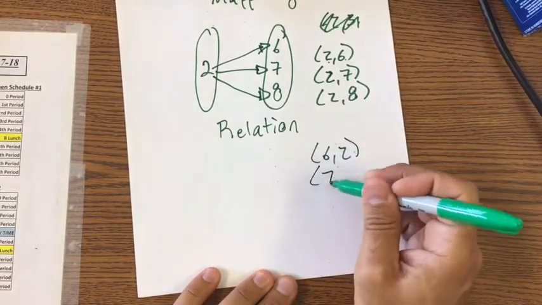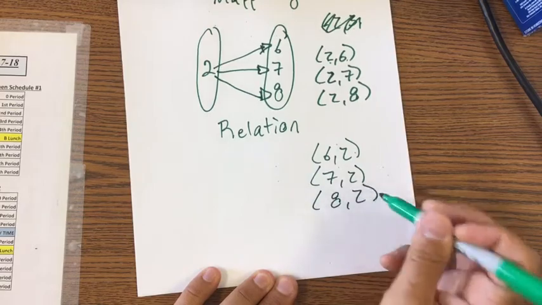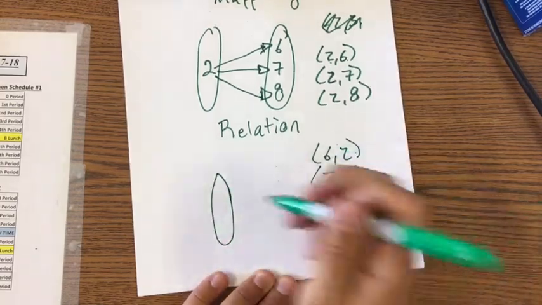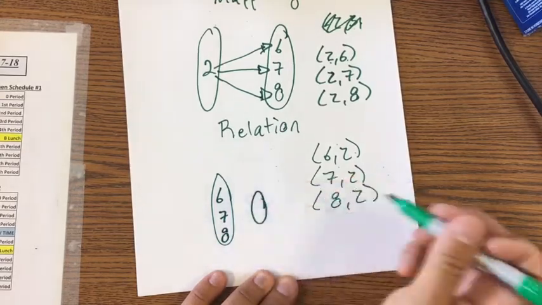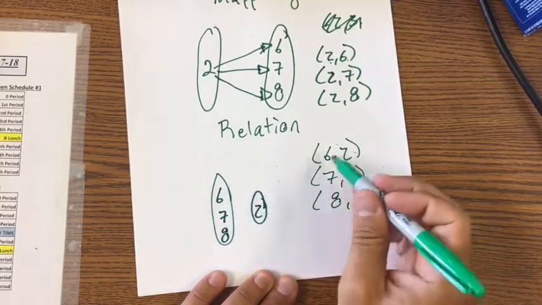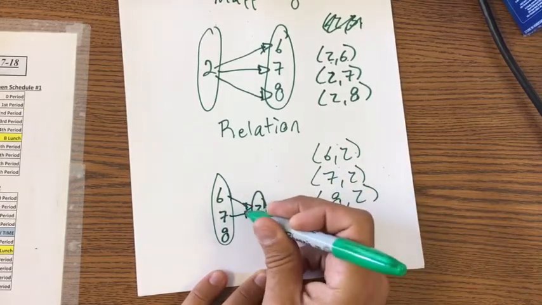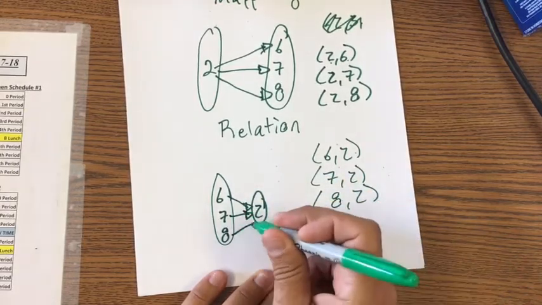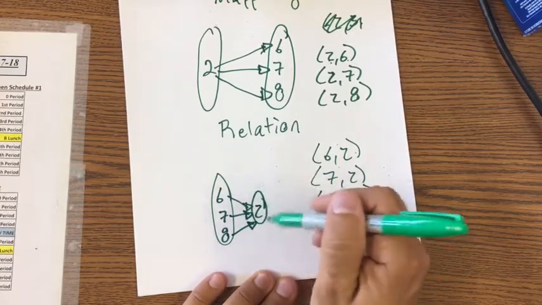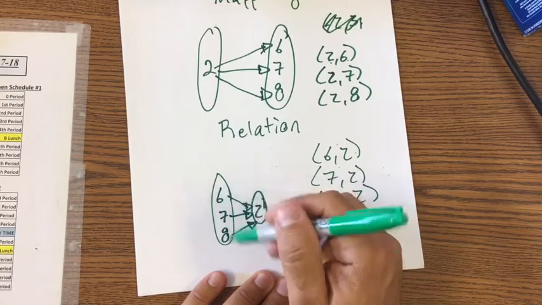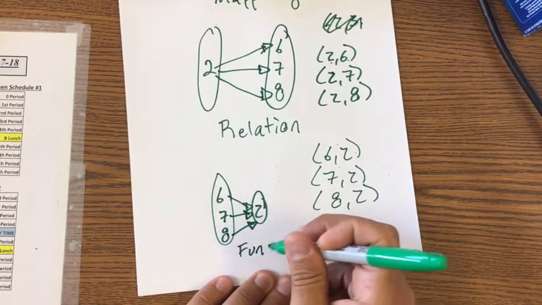So if it's the other way around, my x's this time are going to be 6, 7, 8. My y's are going to be 2. 6 goes to 2. 7 goes to 2. 8 goes to 2. It's okay for the y to receive multiple arrows as long as each x is only throwing one arrow. So this is a function.